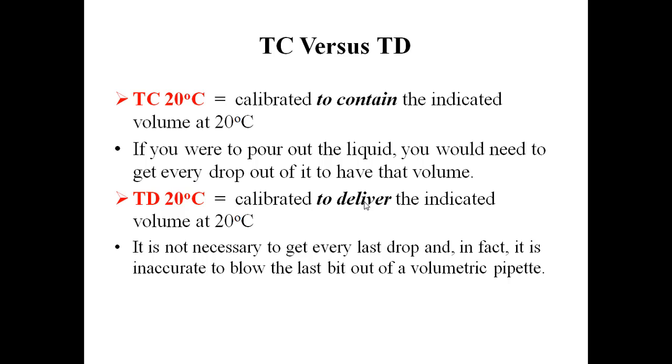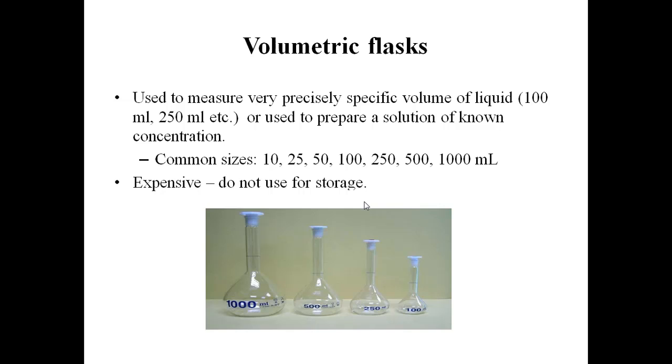Let's discuss. TC, 20 degrees Celsius, means this glassware is calibrated to contain the indicated volume at 20 degrees Celsius. If you were to pour out the liquid, you would need to get every drop out of it to have the exact volume. And TD, 20 degrees Celsius, means calibrated to deliver the indicated volume at 20 degrees Celsius, but it is not necessary to get every last drop, and in fact it is inaccurate to blow the last bit out of a volumetric pipette.